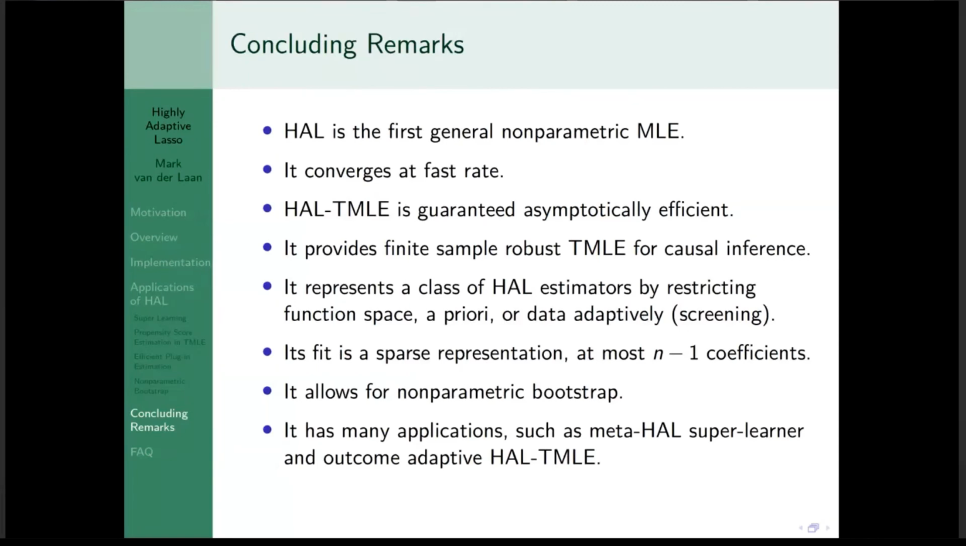That allows non-parametric bootstrap, and it has many applications. Like we said, we can make the superlearner now immensely powerful with the Meta-HAL superlearner. We can use it to do this kind of outcome-adaptive HAL-TMLE. That's like a collaborative targeted maximum likelihood idea, but using this HAL technique, so that we avoid having to do some kind of iterative forward selection or dimension reduction or ordering.